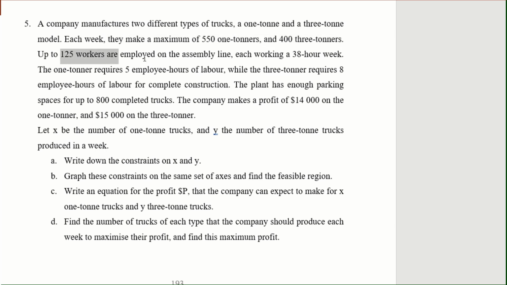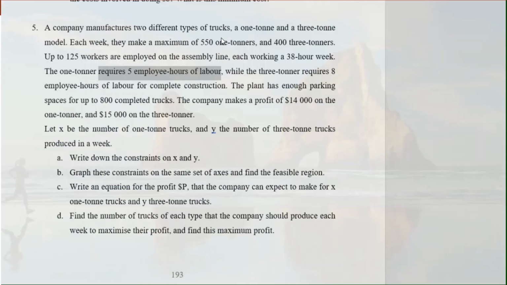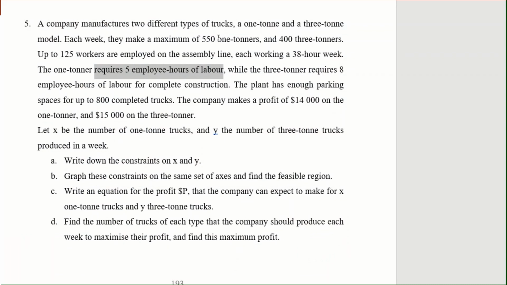We only have 125 workers, each working a 38-hour week. The 2-tonner requires employee hours, that means the number of employees times hours, you know. So you have to take 125 times 38. Okay, so that's how you get 5x plus 8y times 38, lesser or equal to 125 times 38. Why lesser or equals to? Because you only have that many. You understand? And employee hours, you have to take employees times hours. So you will get 5x plus 8y lesser or equal to 4750. If left is employee hours, right must also be employee hours.